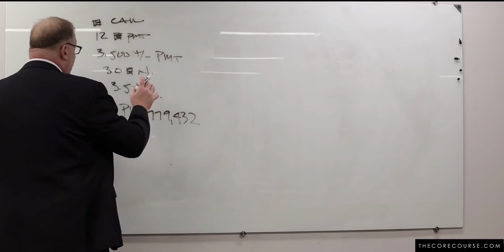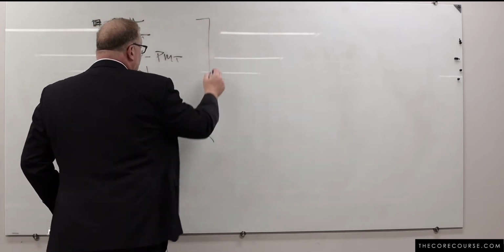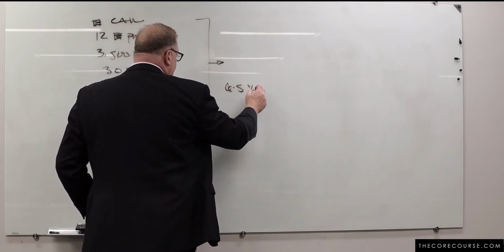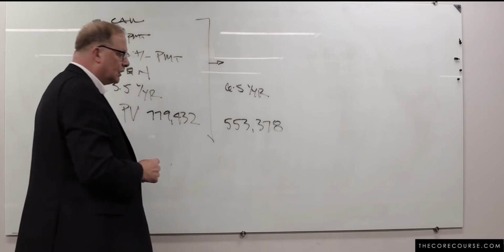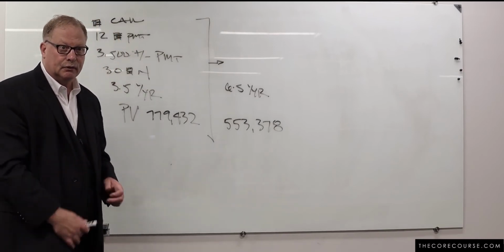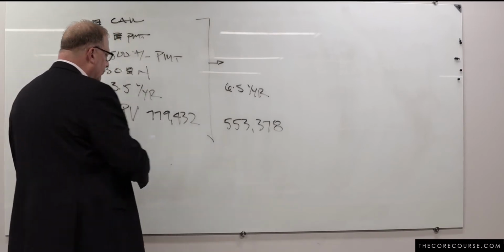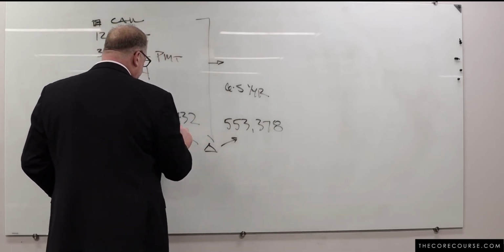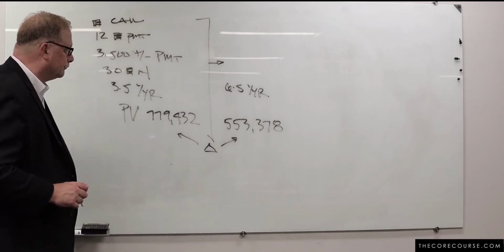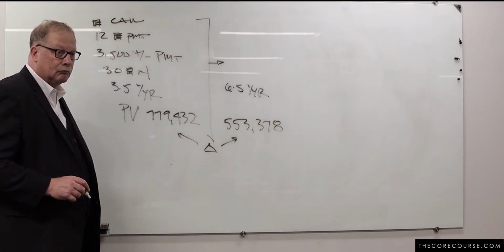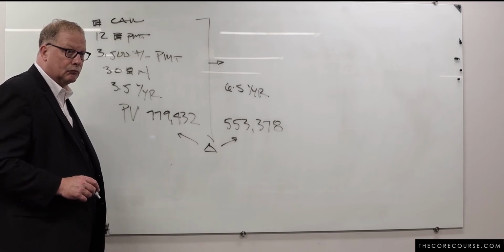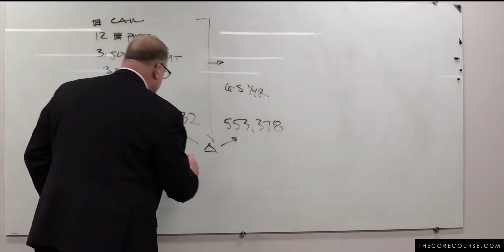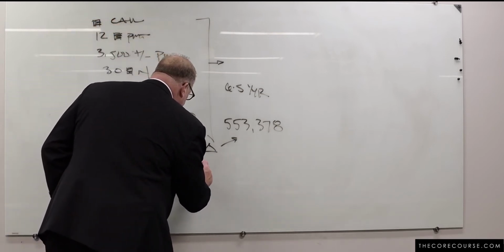Okay, so now I want you to do the same thing here. I just want you to change the rate to 6.5%. I got 553,378. Is that right? Yep. Okay. So then what is the delta or the difference between these two? How much? Approximately $226,000.